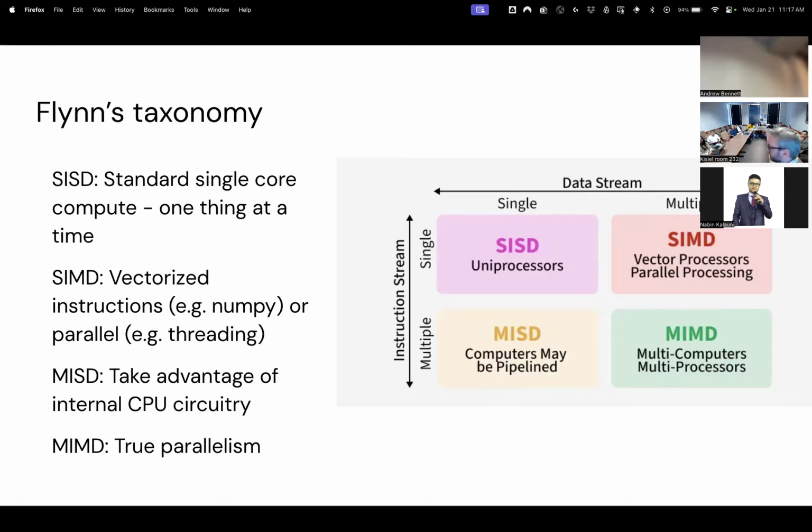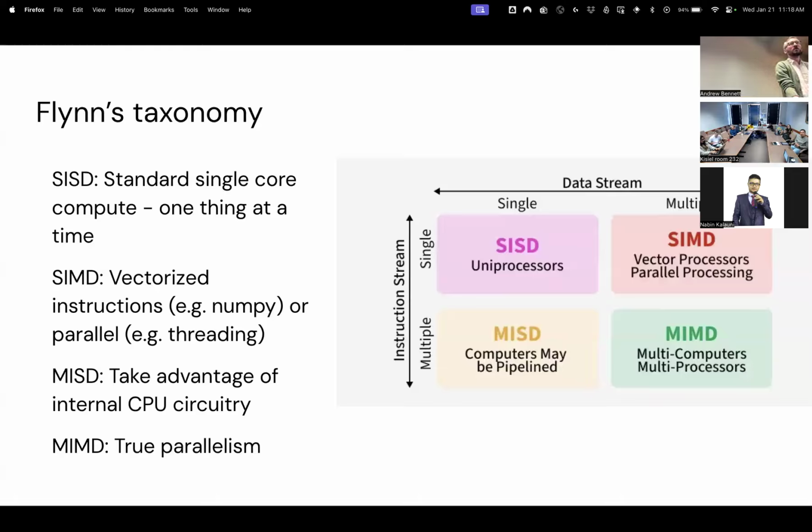you vectorize the operation, which means that the CPU is actually much smarter than we've talked about. It can make use of the fact that it is so much faster than the amount of data you can read in, so it can do multiple operations at once. Then there's this other idea that's multiple instructions, single data.